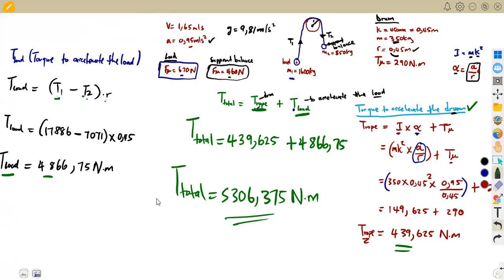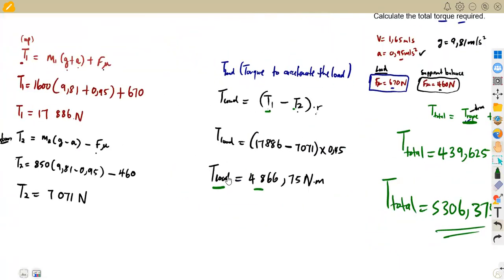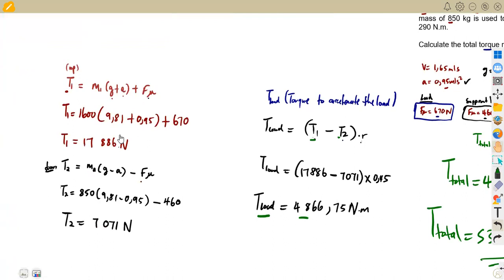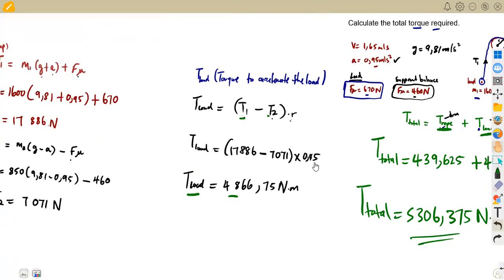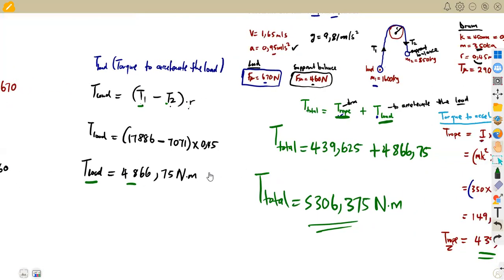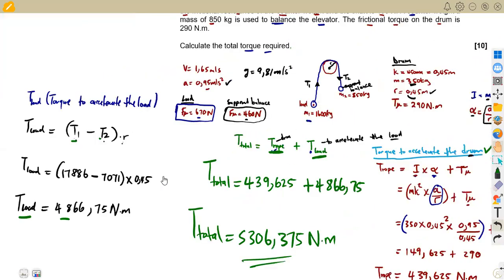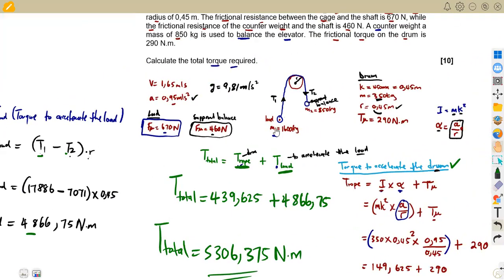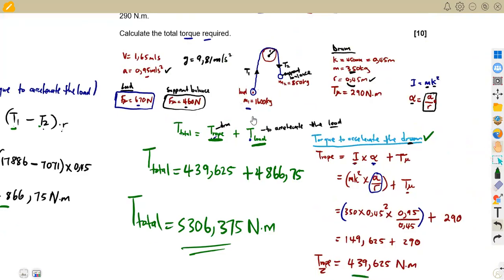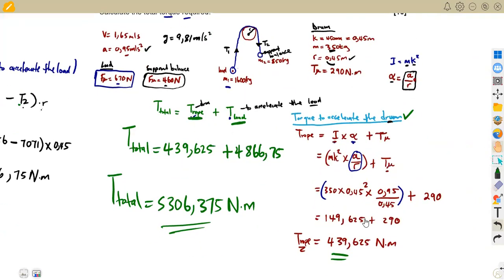Sometimes they do ask this question in different parts. They ask you to calculate the tension, that is the one going up, T1, the force going up, and the force going down. They ask you to calculate the torque for the load. They ask you to calculate the torque for the drum. And now they ask you to calculate the total torque. You are supposed to be careful. This one, they just ask as a single question, calculate the total torque, but the stages that you are supposed to take are not going to change. You are still going to follow those stages as they are.